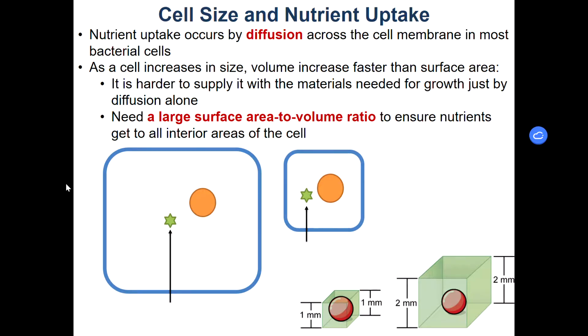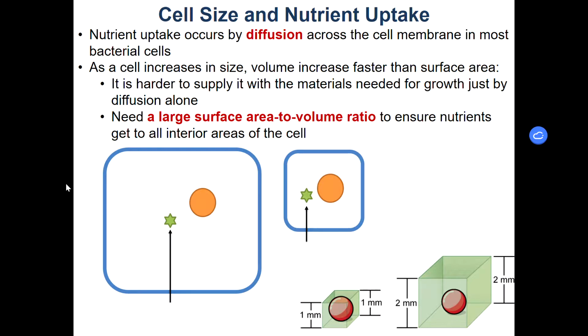As a cell increases in size, it needs more nutrients, so more nutrients are going to need to diffuse into the cell. So you need a larger surface area, so the outside, think of the membrane of the cell, that's the surface area. You need a larger surface area to volume, so what's inside the cell. You need a larger surface area to volume ratio to ensure that the nutrients get to the interior of a cell.